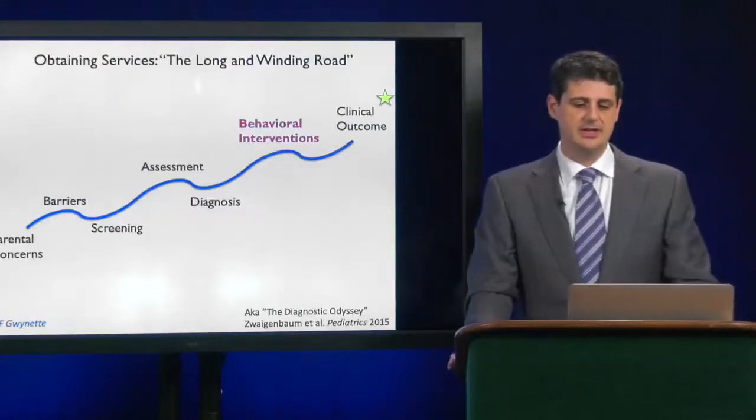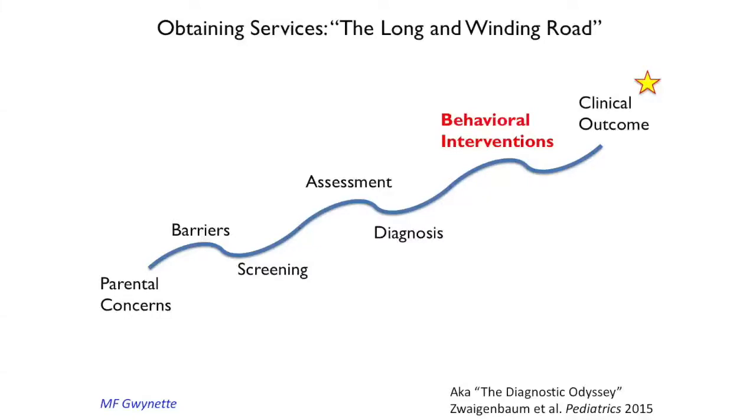This is a diagram just kind of illustrating what I call the long and winding road, but also what Zwaigenbaum et al. has called the diagnostic odyssey, because there's a lot of steps in the process of getting diagnosed with autism, and sometimes it's a very lengthy process. Maybe it's because the parents aren't really taking the symptoms seriously, or maybe it's because there's a lack of resources in the community to get diagnosed.